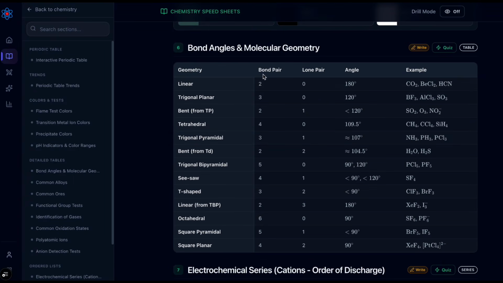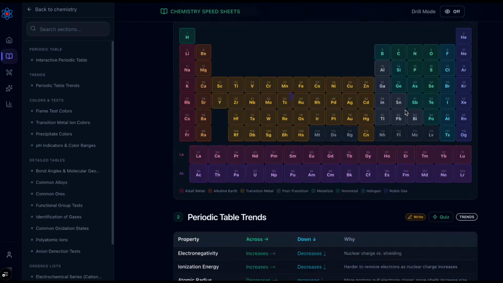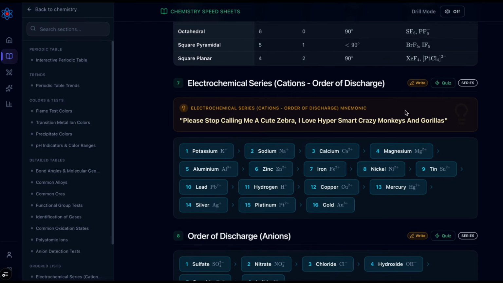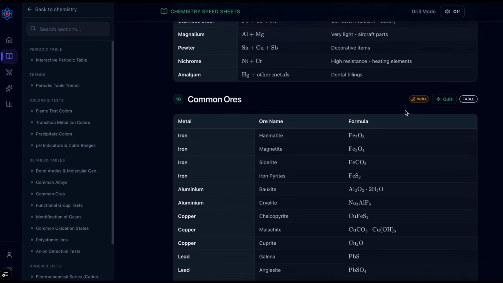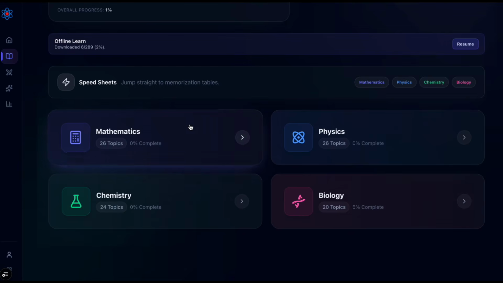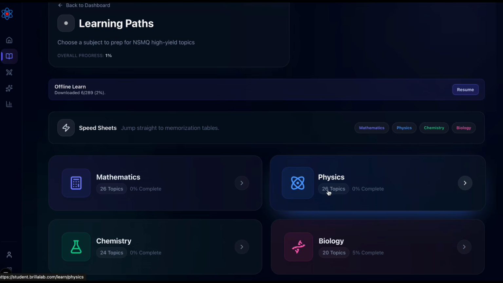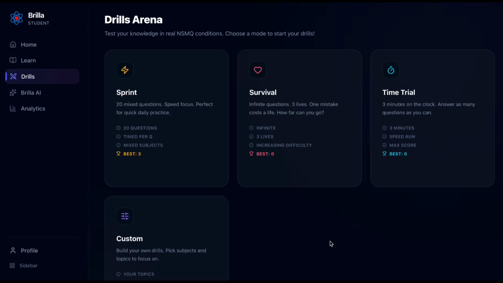And you have a lot of things. Bond angles, this is also very important. It occurs a lot, and it occurs in riddles, and in round 1, speed race. There are a bunch of series you should know, like the electrochemical series, alloys, a bunch of them. So that is the learn page. I showed you what the subject learning parts look like. I showed you what the speed sheets look like.